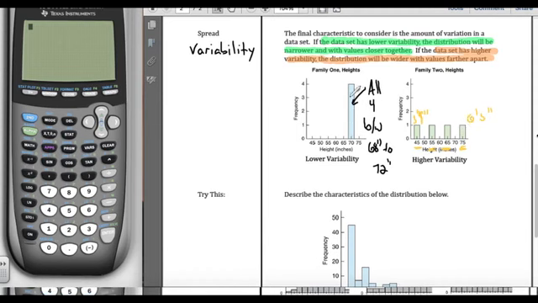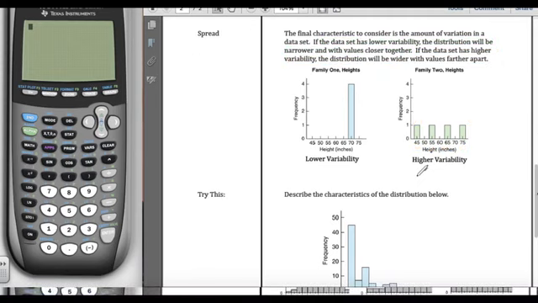If it's all clustered toward one spot in the middle, it's lower spread, lower variability. If it's very spread out, and we've got gaps in our histogram here, we have a higher spread or a higher variability. For now, we're going to say higher or lower, so we really need to have 2 displays to compare. We'll talk about a numeric way to describe spread in Chapter 3.